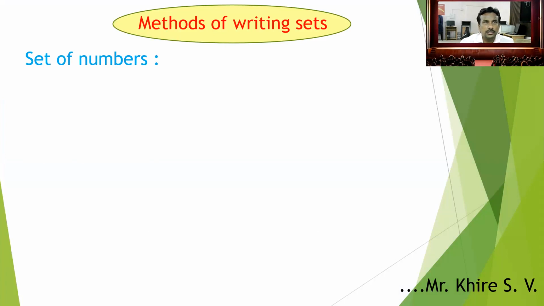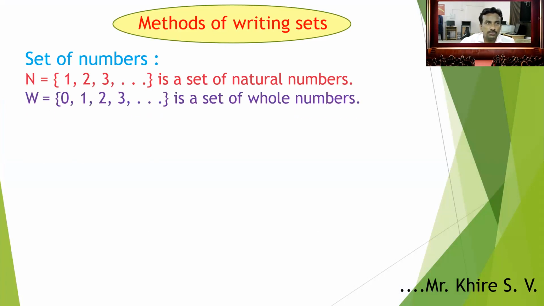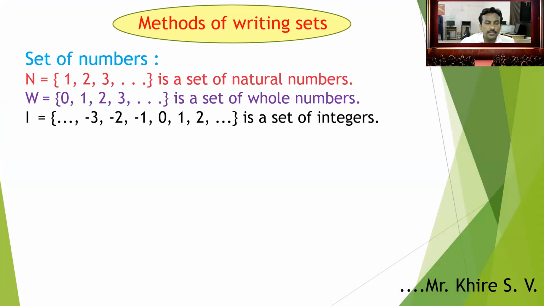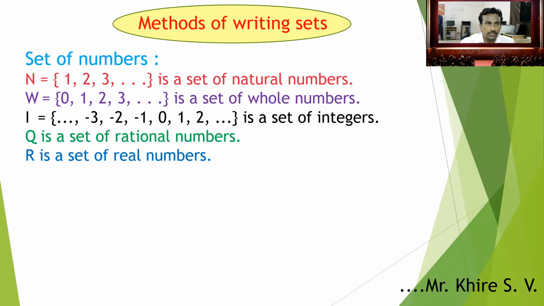Before that we will see some sets of numbers. N is the set of 1, 2, 3 and so on. This is the set of natural numbers. W has elements 0, 1, 2, 3 and so on. This is the set of whole numbers. I contains ..., -3, -2, -1, 0, 1, 2 and so on. This is the set of integers. Q is the set of rational numbers and R is the set of real numbers.